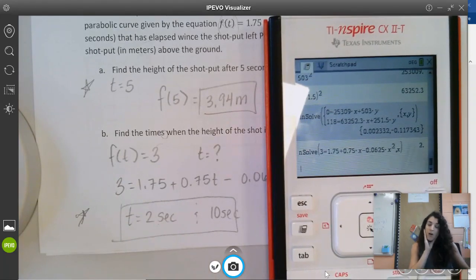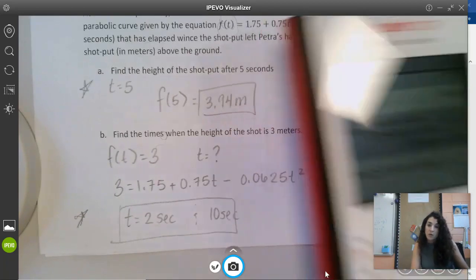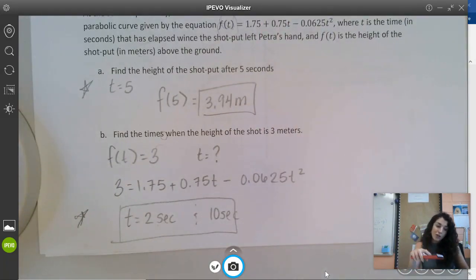So numerical solve would only give you one answer. And if it's squared, it's possible it would give you 2 answers. If it was cubed, it's possible it would give you 3 answers. So in order to find all of the solutions, using your graph instead is the best way to handle those problems. So just be aware of that.